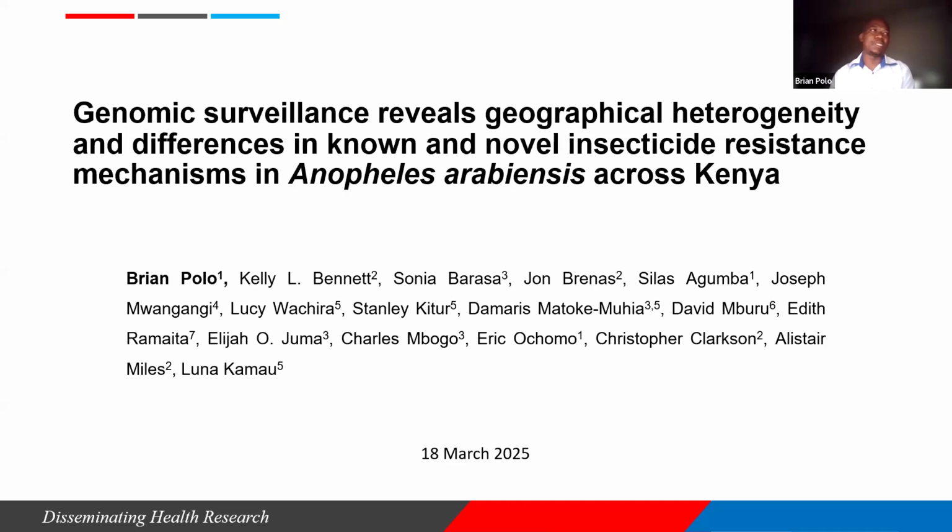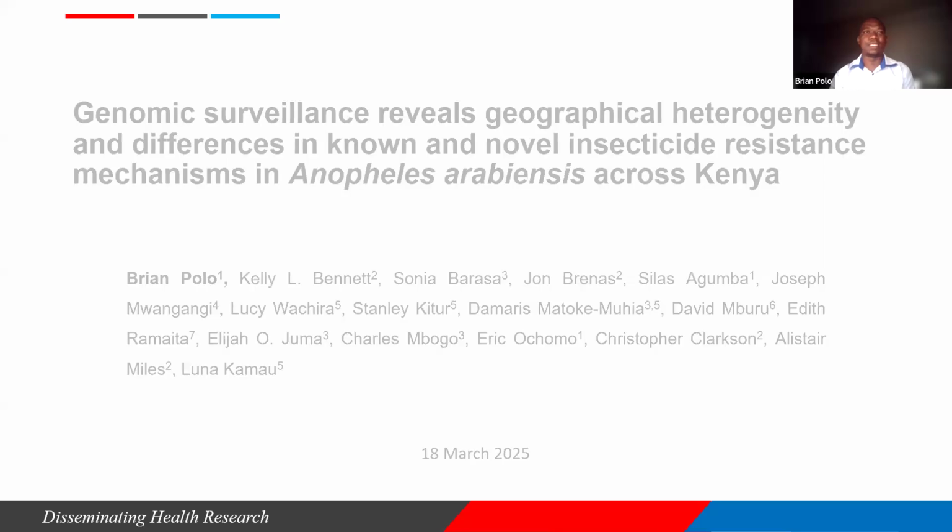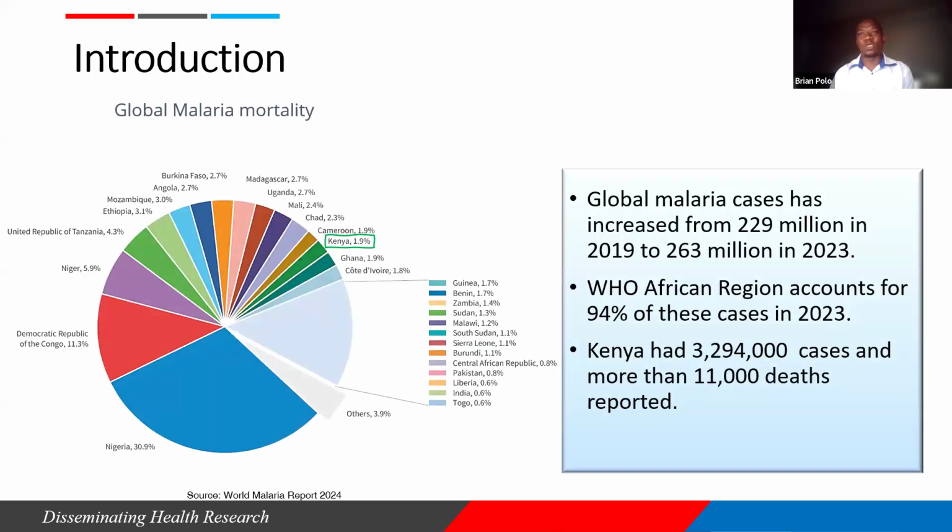I will be presenting on genomic surveillance, which reveals geographical heterogeneity and differences in known and novel insecticide-resistant mechanisms in Anopheles arabiensis across Kenya. For starters, as we all know, the global malaria burden increased by 33 million between 2019 and 2023. WHO Africa bears the greatest burden, 94% of these cases.